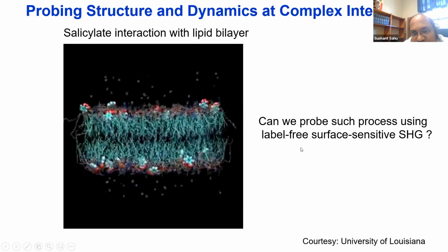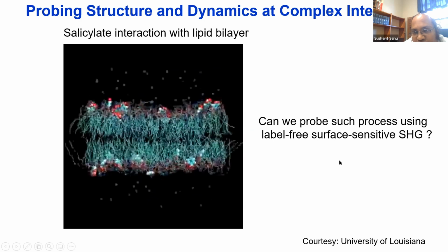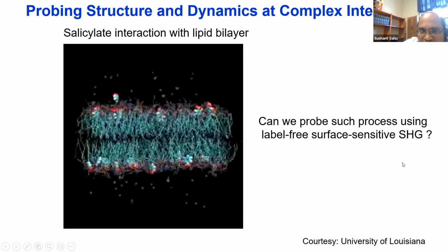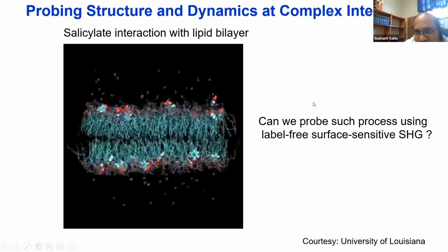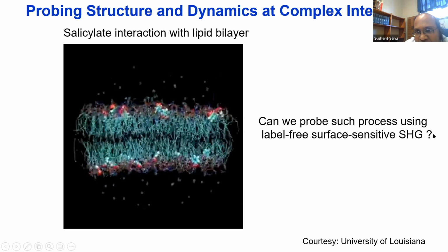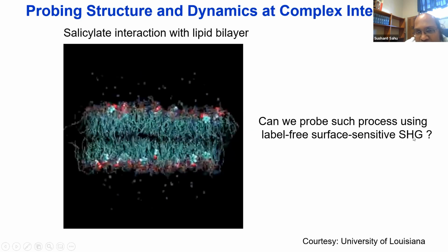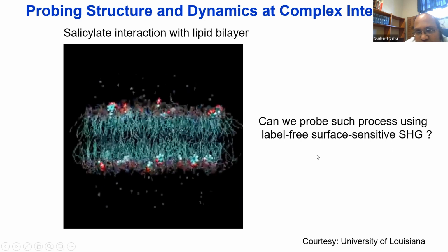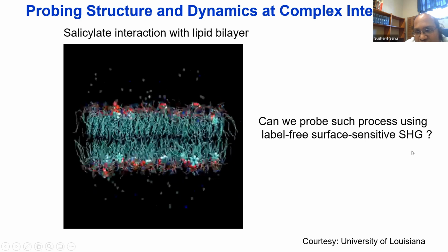So now the question is, can we probe such processes using surface sensitive SHG? If you recall, I showed you that SHG is a surface sensitive technique, and if you have an ordering, okay, that's an ideal system to study the surfaces. And can we monitor this kind of process in complex surface interfaces using the SHG technique? Okay, and sure we can.